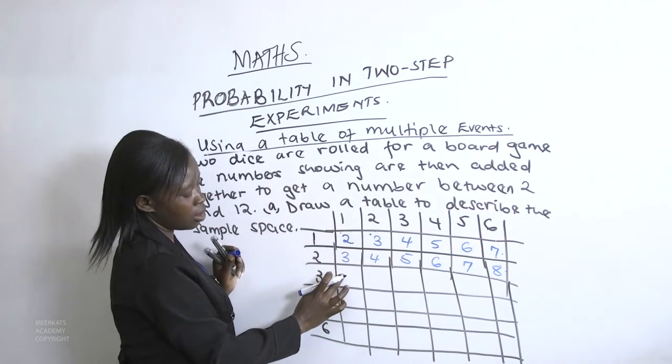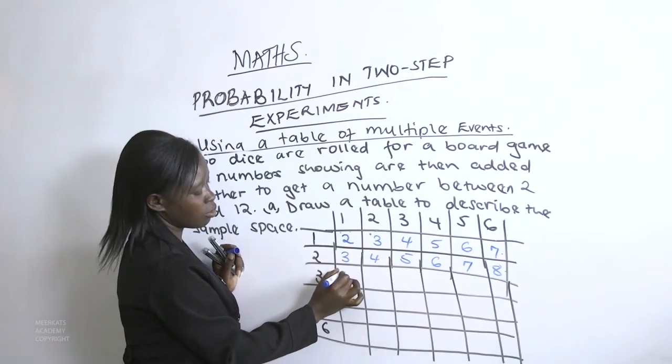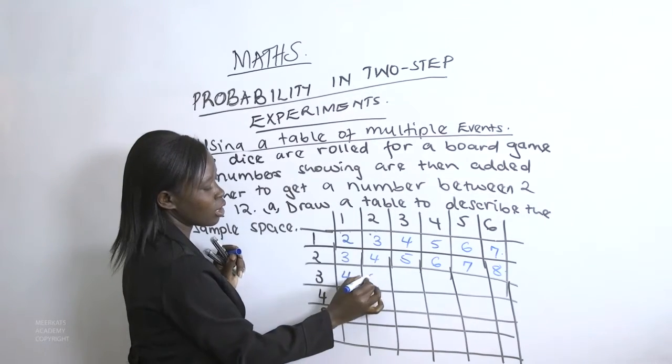3 and 1, 3 plus 1, that is 4. 3 plus 2, we get 5.